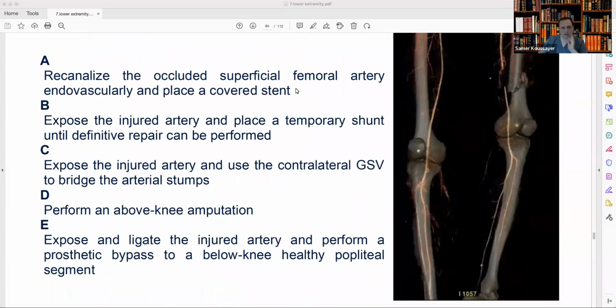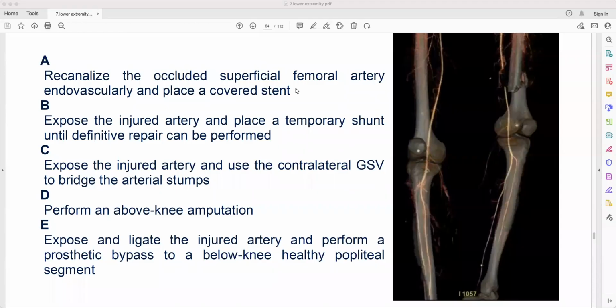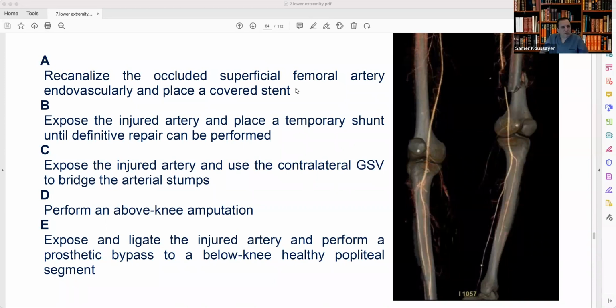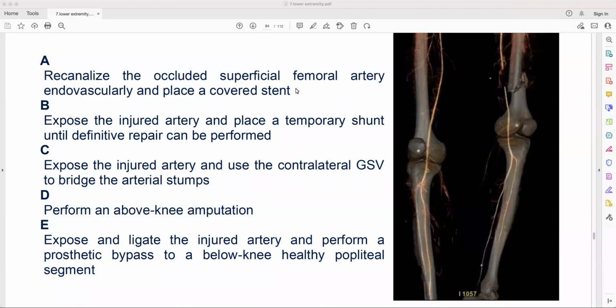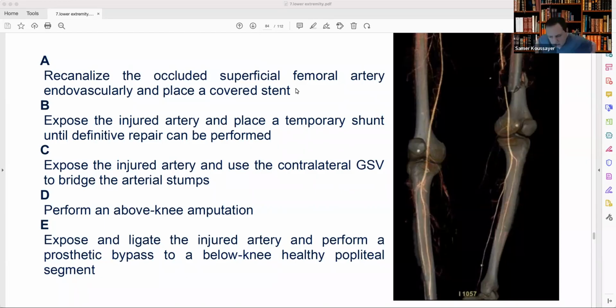There you are. You can go through them, Hamad. Yeah, so I recanalized the occluded superficial femoral artery endovascularly and placed a covered stent. I don't think it fits. Why is it not a good option here? Because you have part of the artery missing. It's a trauma, so you have a ruptured vein or artery. So it's not a good option.